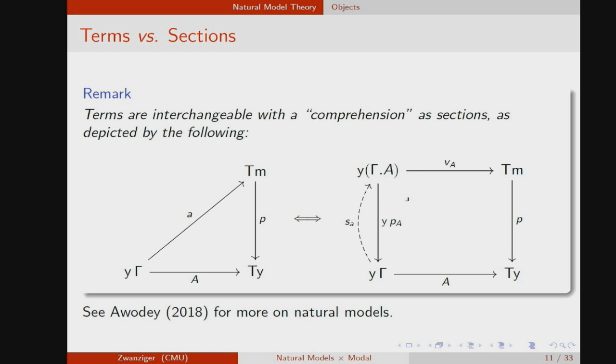Okay, and then we'll need this notation later. So again, this is what it looks like when you have a term little a of type big A, but you can go back and forth between elements of the presheaf of terms and sections of a comprehension. So just as you can move from big A to its comprehension, you can move from little a to its comprehension as a section.